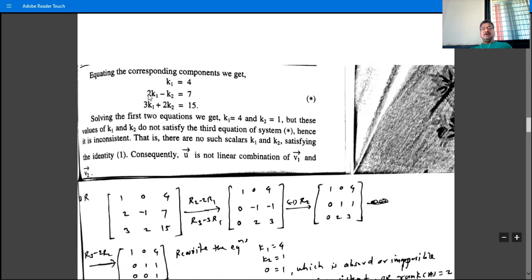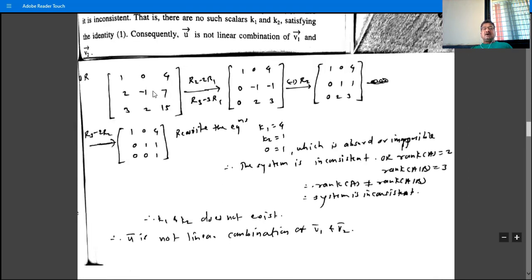Here there are three equations and two unknowns. So I have to solve this system by using either the Gauss elimination method or this method, that is, find the values of K1 and K2, and if these values do not satisfy the third equation, then we say the system is inconsistent. Or we can write the augmented matrix and convert it to echelon form. So what we have is 0 equal to 1, which is absurd.